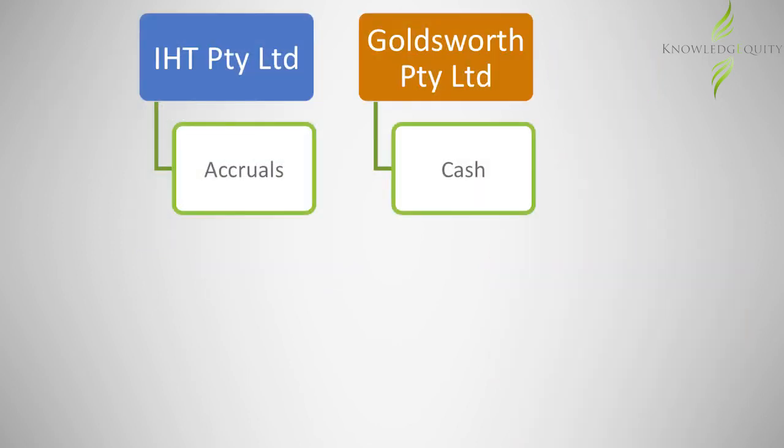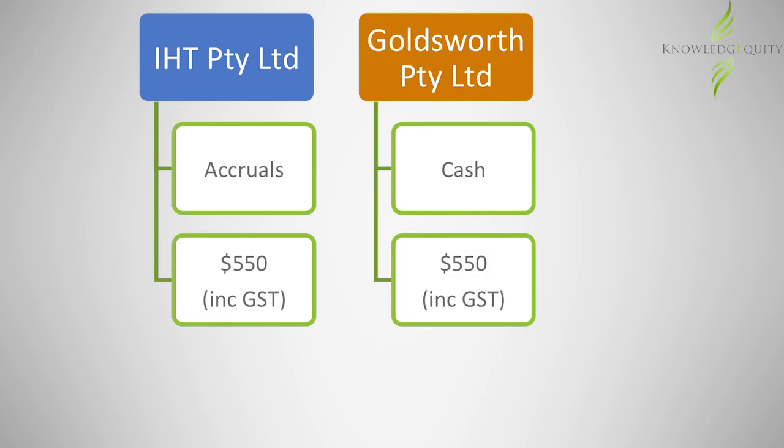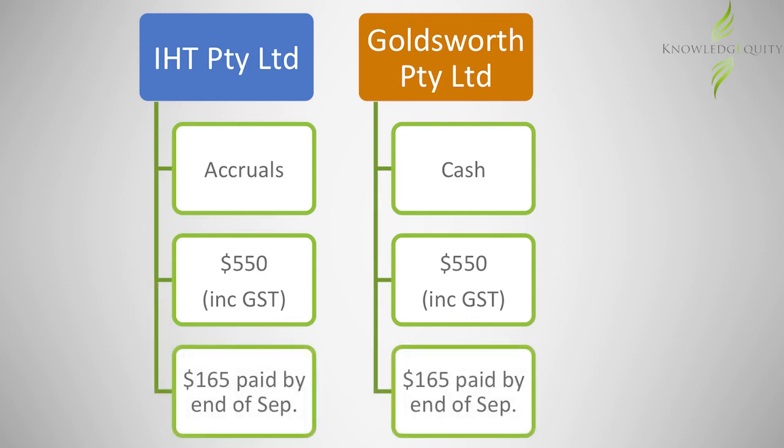So returning to IHT and Goldsworth, let's consider what would happen if each had made a creditable acquisition of $550, including GST, on the 5th of September, using credit terms, a tax invoice is held by lodgement day on the 28th of October, and $165 had been paid by the end of September.